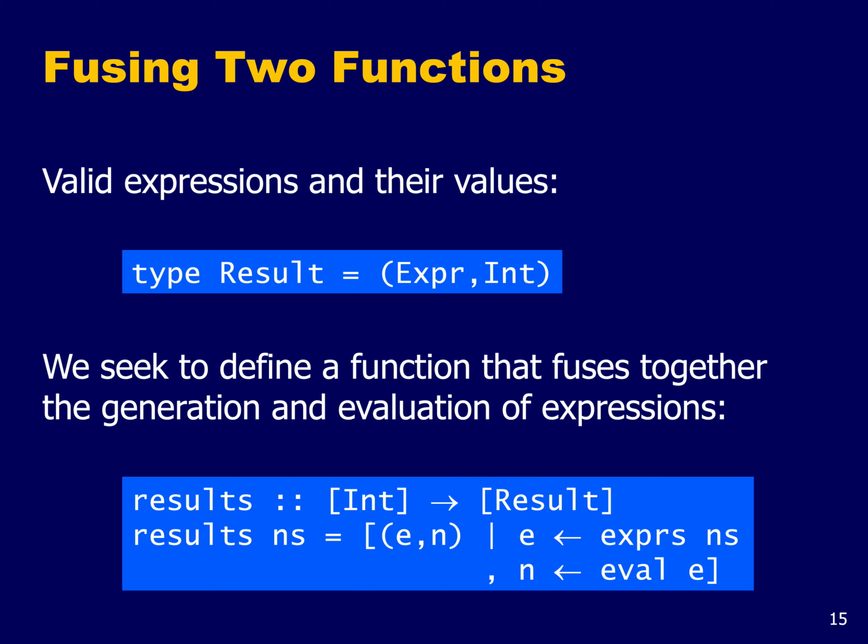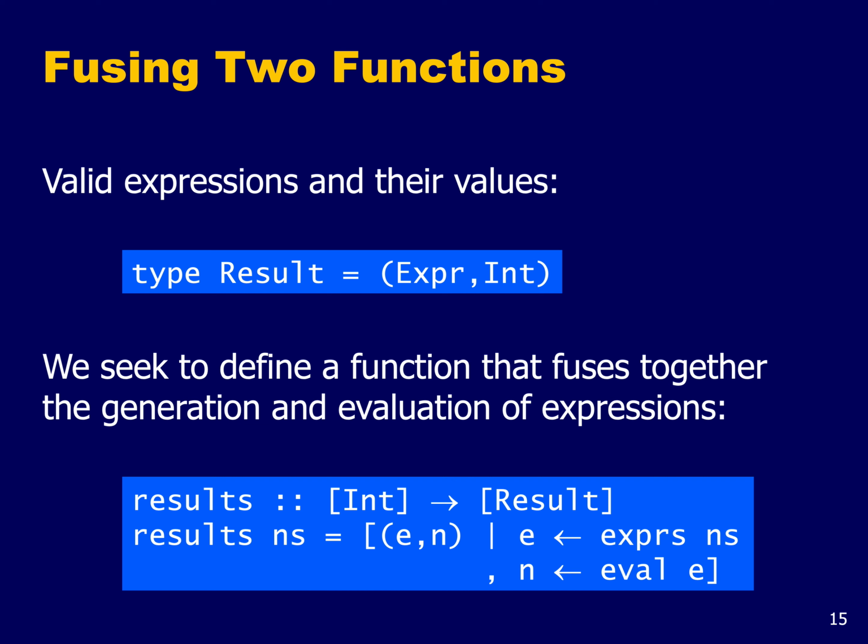So what results does is it takes a list of integers and it builds you a list of all possible results over those integers. And how does it work? Well, it simply applies the expressions function to generate all possible expressions over those input numbers. And then it's going to call the eval function to check, does that successfully evaluate, and if it does, we'll call the result value n, and then we'll pair up e and n. Okay, so this is the problem we're trying to solve.